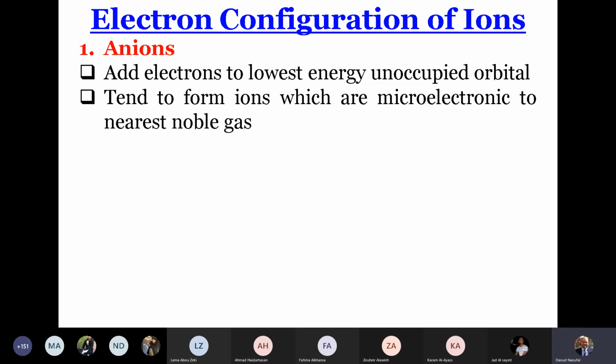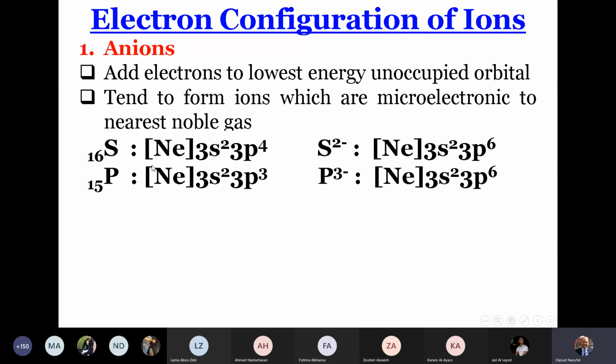So to deduce the electronic configuration of X minus, we have to write the electronic configuration of X, then add 1 electron. The electron is added to the atom according to the Aufbau rule. If we want to add an electron, this electron is added to the lowest energy unoccupied orbital.